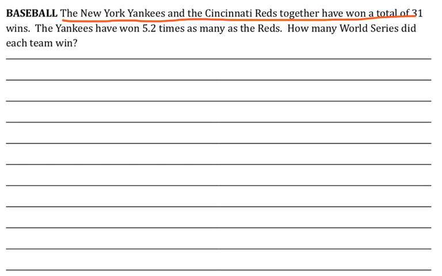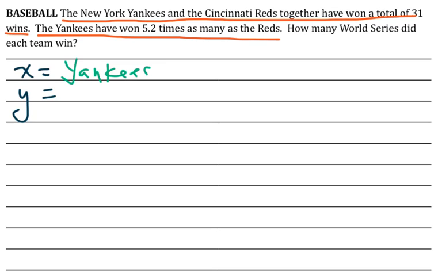The first sentence gives you one equation. The second sentence gives you a second equation. But before we jump right in, let's define our variables. Since they asked for how many World Series did each team win, X will just go with the order that they give us. We'll say X is going to be the Yankees wins, meaning World Series wins, and Y is going to be the Reds wins.